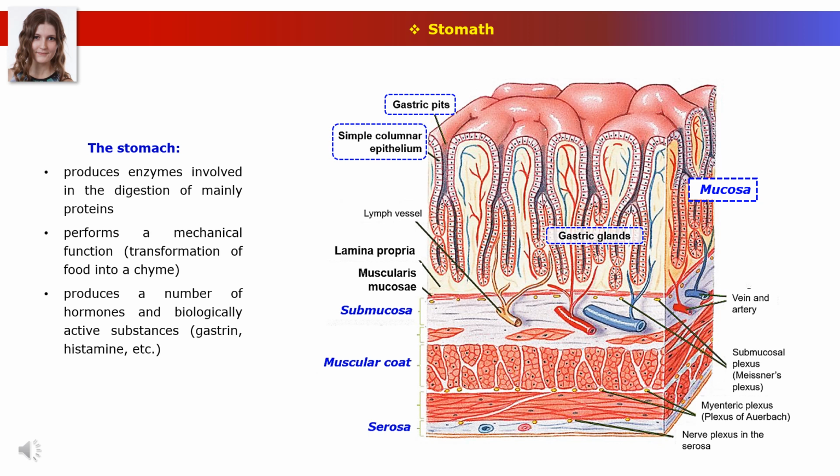The lamina muscularis of the gastric mucosa consists of 3 layers of smooth muscle cells. The submucosa is well developed. The muscular layer of the stomach consists of 3 layers of smooth muscle cells. The outside of the stomach is covered with a serosa.